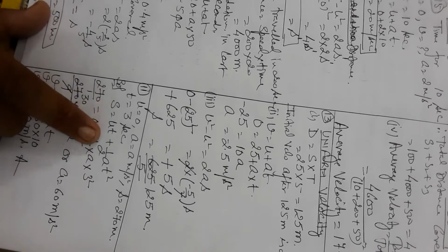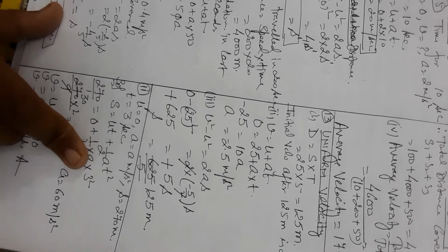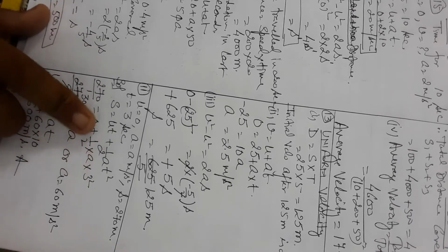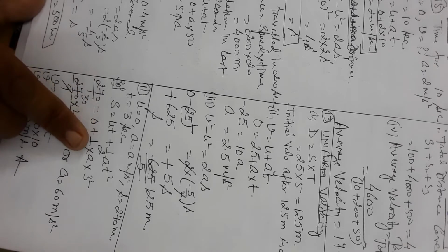So S is equal to UT plus half of AT square. Any convenient equation can be used for any numerical. It is not necessary that sir has used S, so I cannot use the other formula. You can use another equation if you find it easy. But what I found easy, I have used. S is equal to UT plus half of AT square.